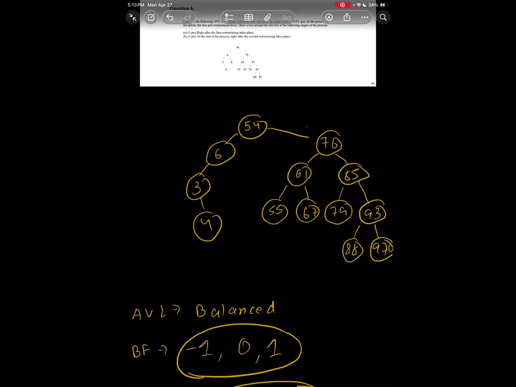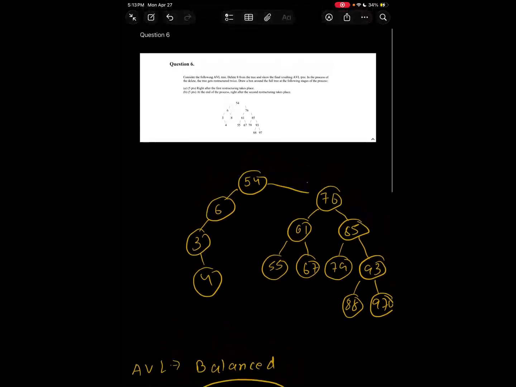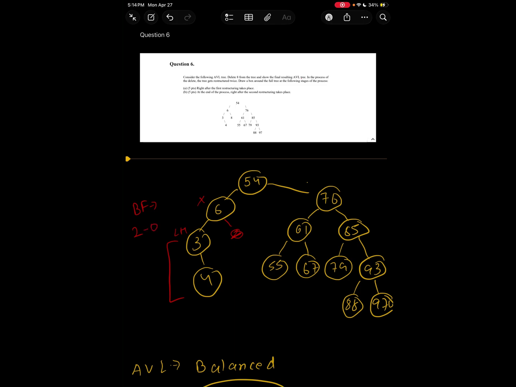So once we deleted the node 8, we need to calculate the balance factor for 6, right? The balance factor for 6 is what? Look, the balance factor for 6 is the left height excluding 6, right? So essentially you can think of the left subtree height. So these two nodes. It is what? 2. What is the right sub height? Since there is no node here, it is just 0, right? So 2 minus 0 is 2. So this is unbalanced. 6 is unbalanced.